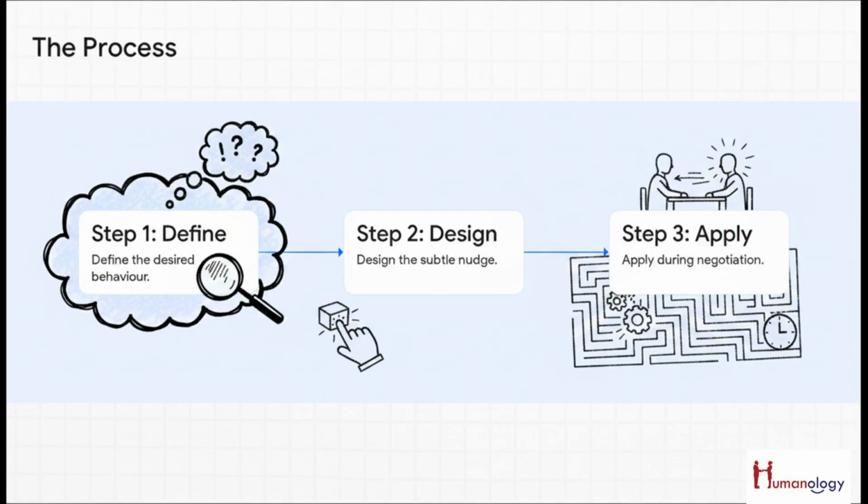Step one, define. You have to know exactly what you want the other person to do. Maybe you want them to be the first to name a price. Step two, design. You have to create the perfect little nudge that makes that behavior almost irresistible. And finally, step three, apply. You have to know the perfect moment to deploy that nudge. Define, design, apply. Simple, but not easy.